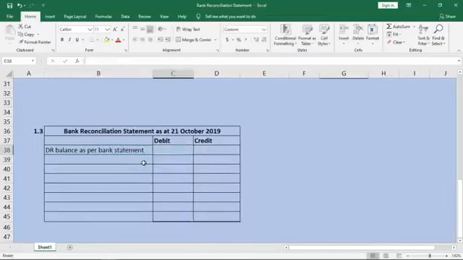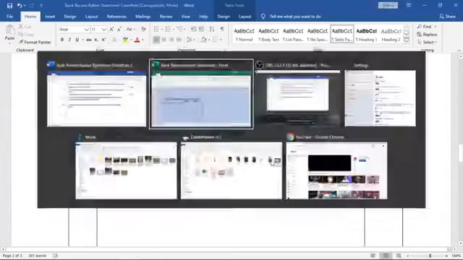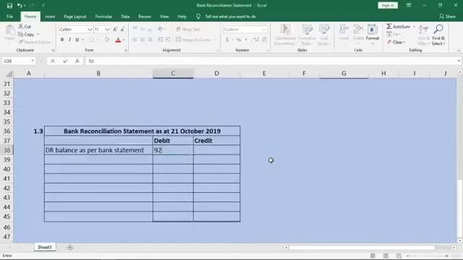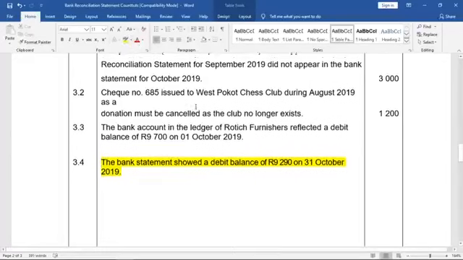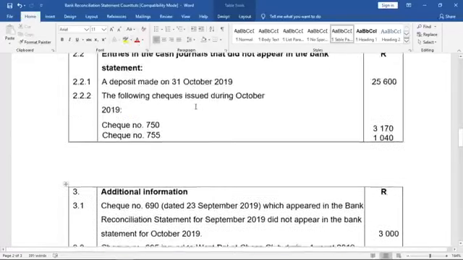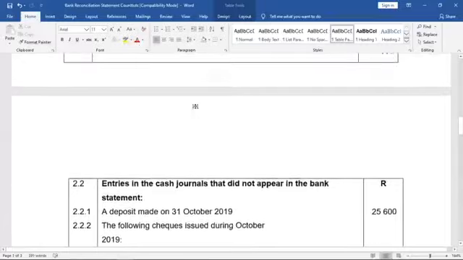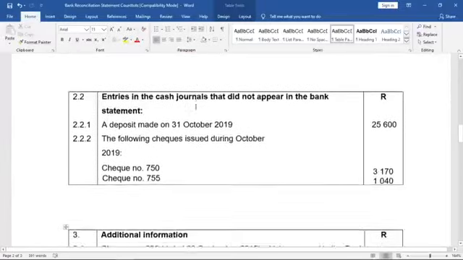Now that we have that, and it's on the debit side, obviously, because that's what we were told, we write down 9,290. Okay. And then, in fact, let me highlight this one so that I remember that I'm done with that one. And now we go to the journals that we are told this one didn't appear in the bank statement. So we continue here.